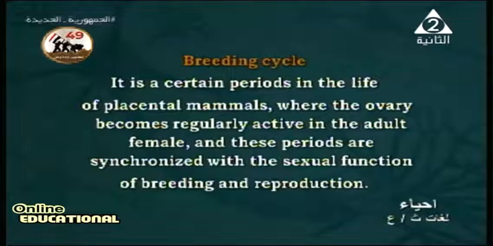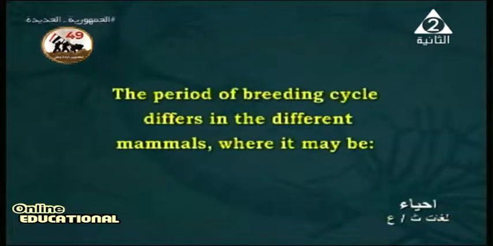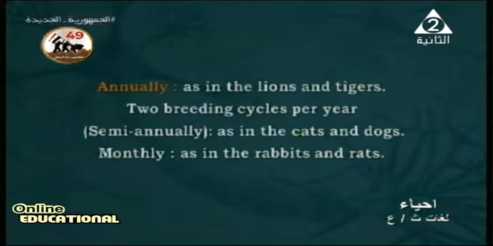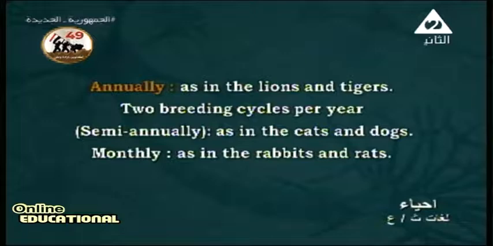The breeding cycle differs from one mammal to another. Each one has a breeding cycle that differs from the others. The period of the breeding cycle differs in different mammals, where it may be annual as in lions and tigers, semi-annual as in cats and dogs, or monthly as in rabbits and rats.